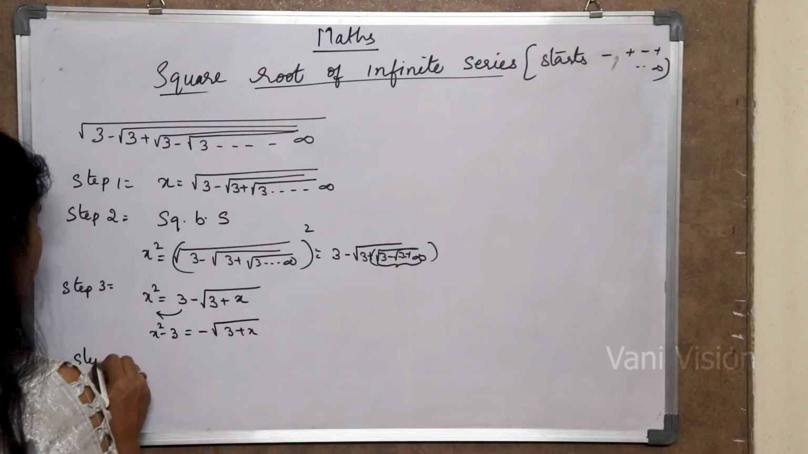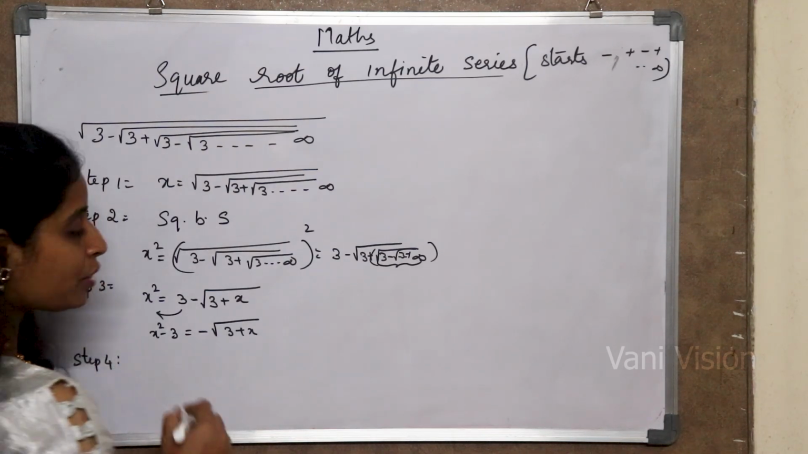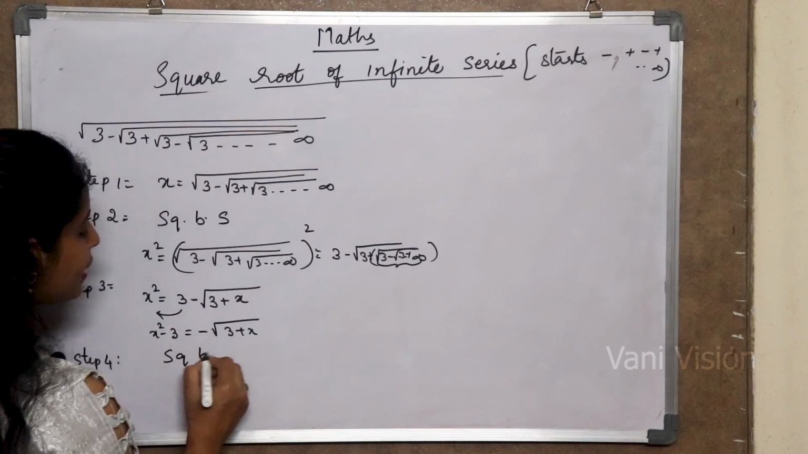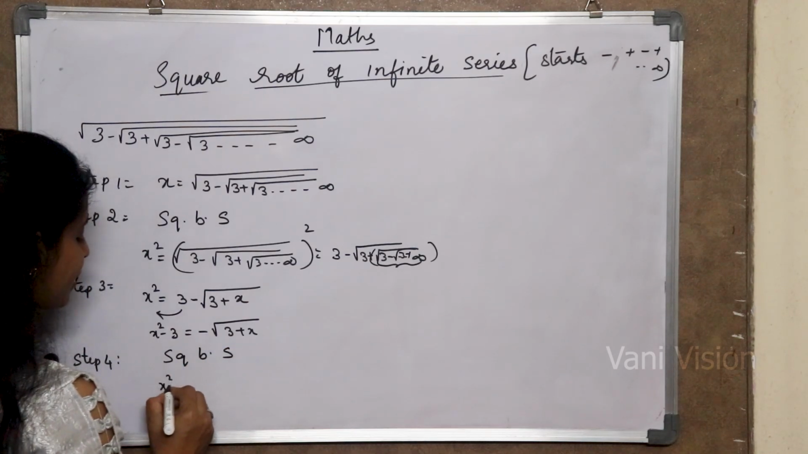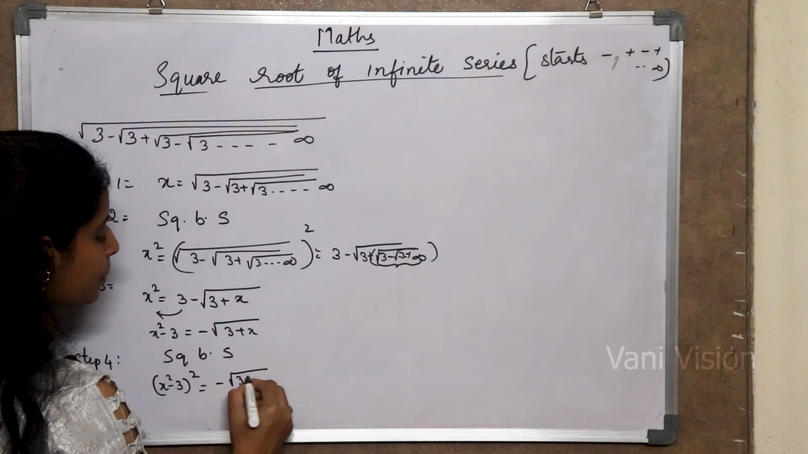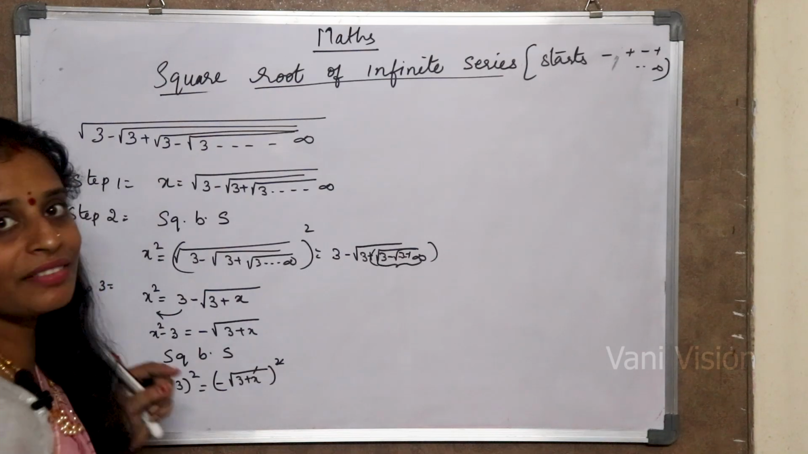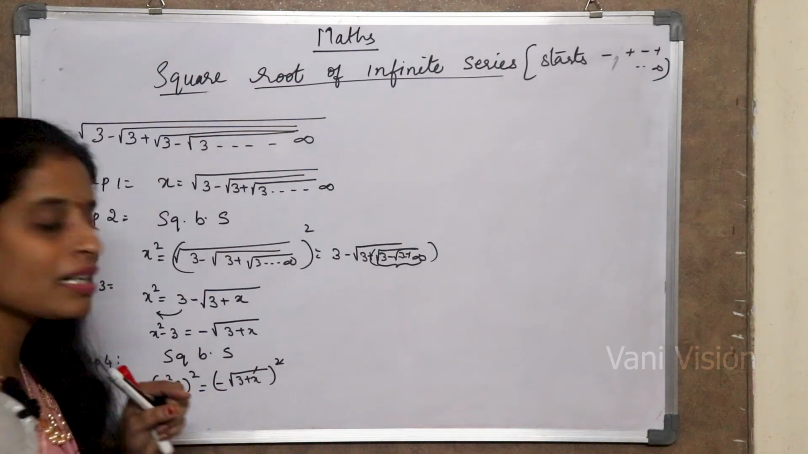Then what is step 4? What did I say just before? What is our step 4? Step 4 is squaring on both the sides again. Then it becomes x square minus 3 whole square is equal to minus root 3 plus x whole square. Now cancel this. Minus becomes positive, right? Minus becomes plus.